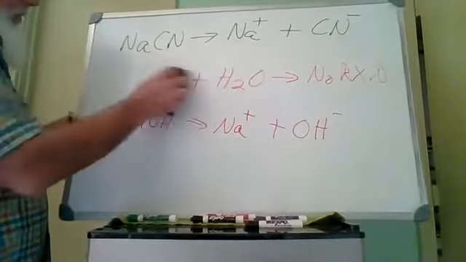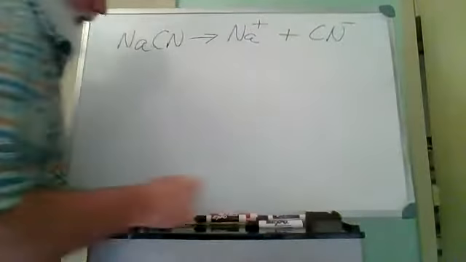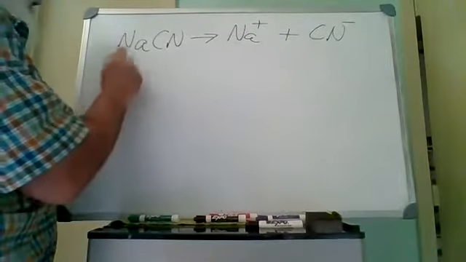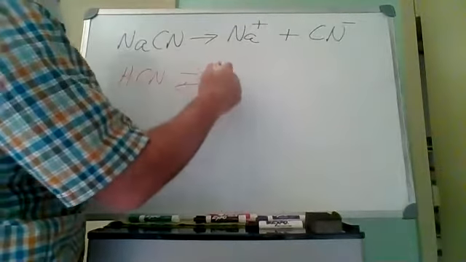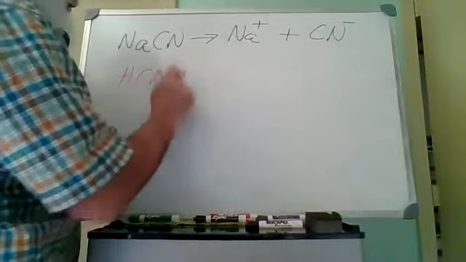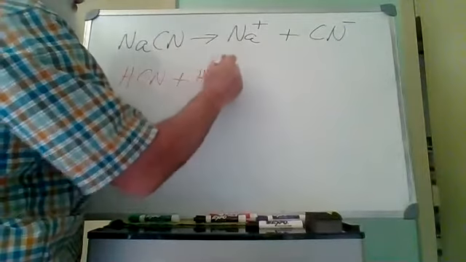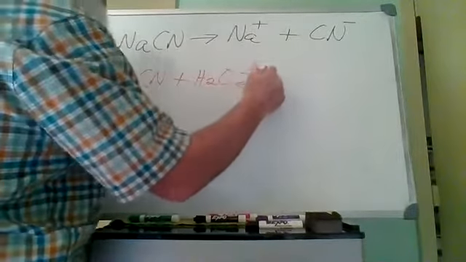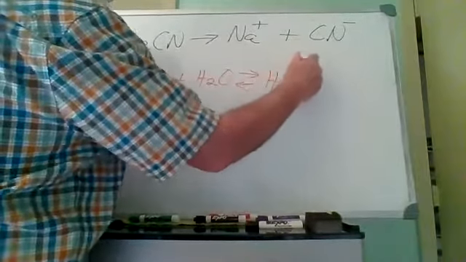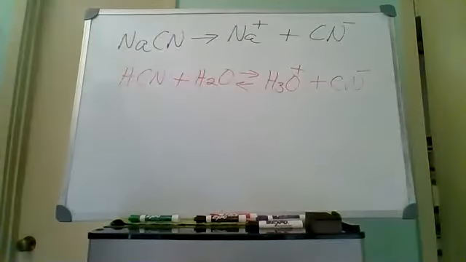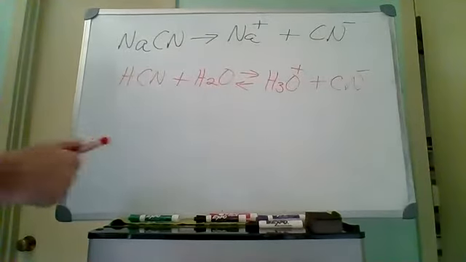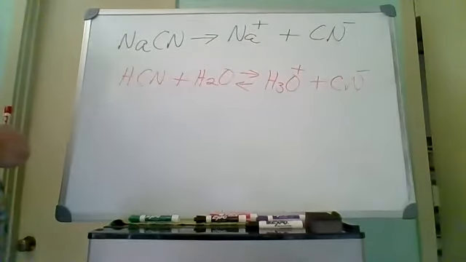So how about the cyanide ion? Well, where does that come from? Well, that comes about from the dissociation of the weak acid. Sorry, we should put plus water. From the dissociation of this weak acid, so we're going to get hydronium ion plus cyanide. Now cyanide is the conjugate base of this weak acid.